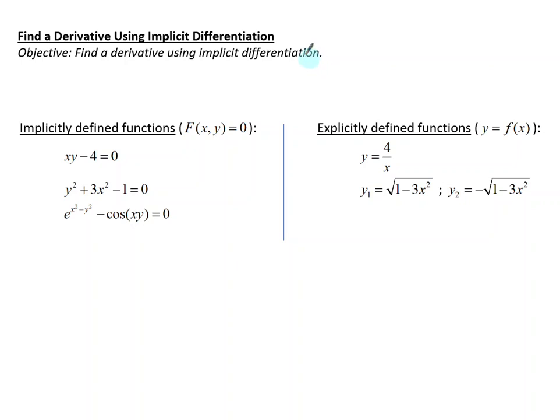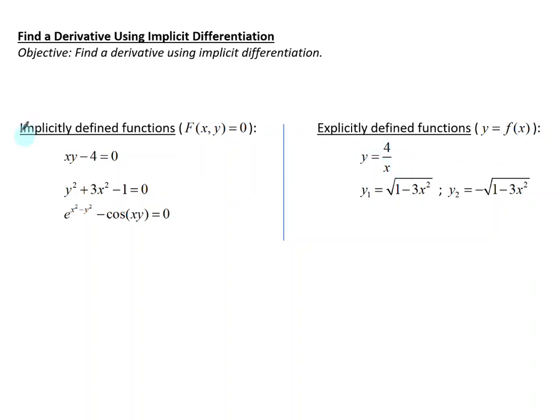So far, we have been taking derivatives of explicitly defined functions. These are functions where the y is already by itself on the left side of the equation, such as these that you see here. Y is only on the left side, and the other side may have the variable x or another variable in it.